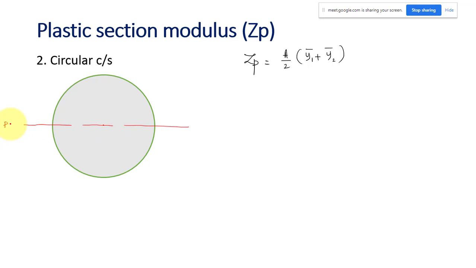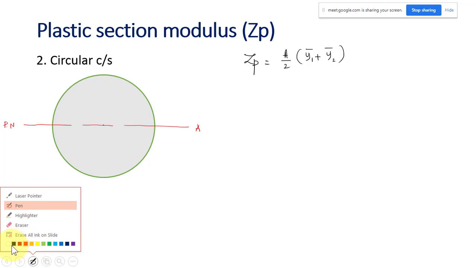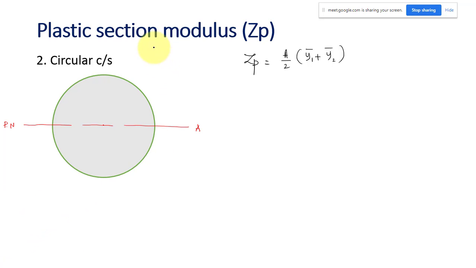Always the symmetric section. This will be my plastic neutral axis. Okay, so this is a circular section, and let us take the diameter of this circular section as d. So area is equal to the area of the circular section, that is pi r square, or we can say pi by 4 d square.